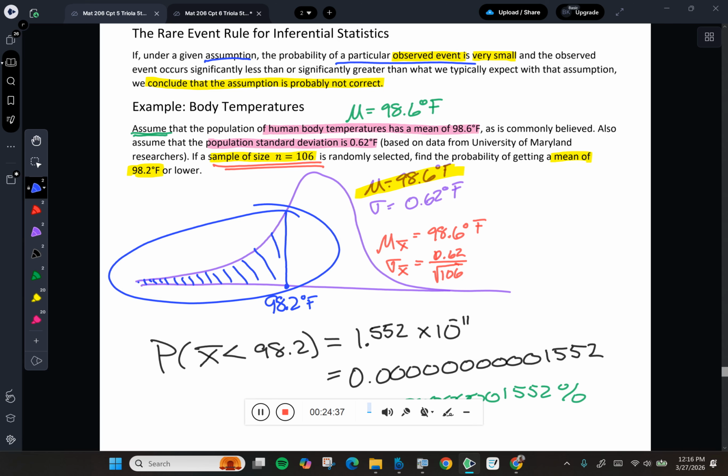Same thing would have happened if we would have gotten a really high number. Like if our sample came back at, I don't know, 99 degrees, we would say, okay, 99 seems high. What's the chance that it would be 99 or higher? And then we could run that calculation. So the idea of this value or more extreme is if you're below the mean, more extreme will be a left tail. If you're above the mean, more extreme would be a right tail. Right.